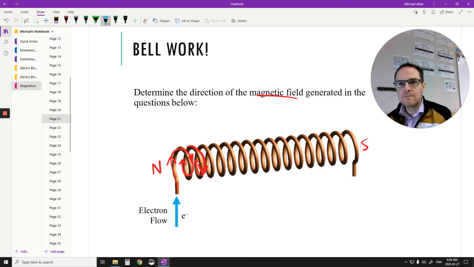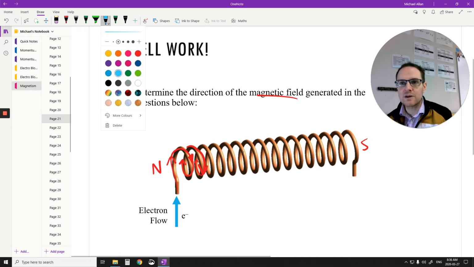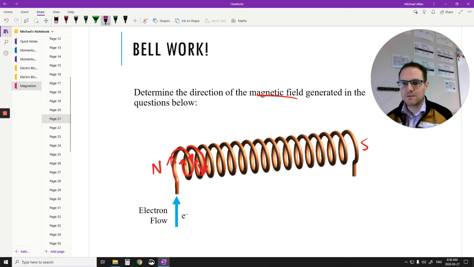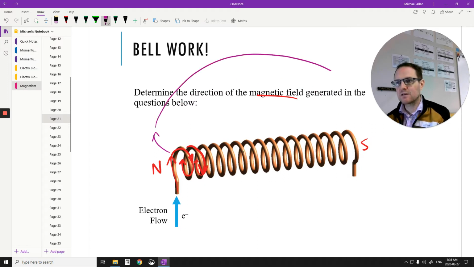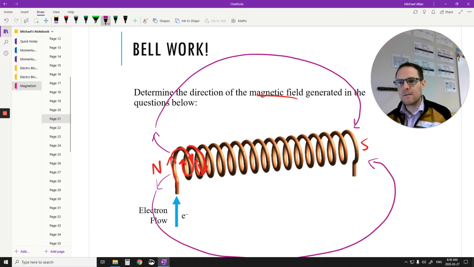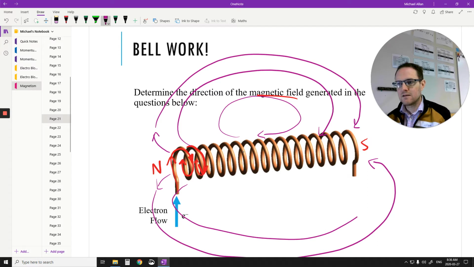I'm going to pick a different color here. I'm not going to redraw it, I'm just going to draw the field now. So the field comes, remember the rule, out of the north. Maybe I should make that a little bit nicer. And it comes out of the north into the south. Out of the north into the south. And then you can create these little loops on the side here. That's probably going to happen as well.